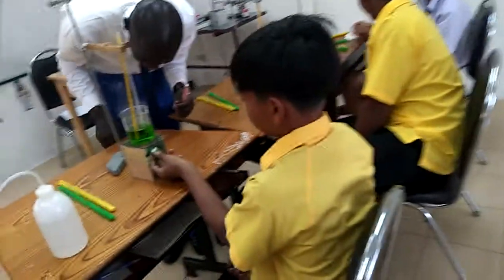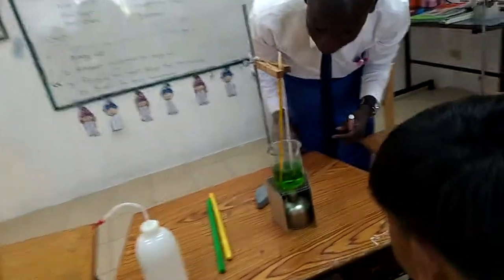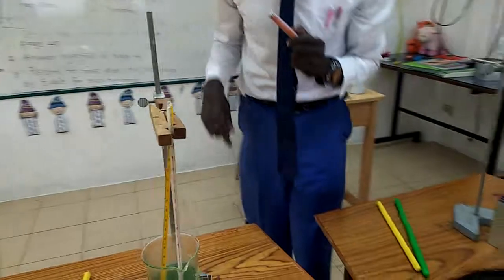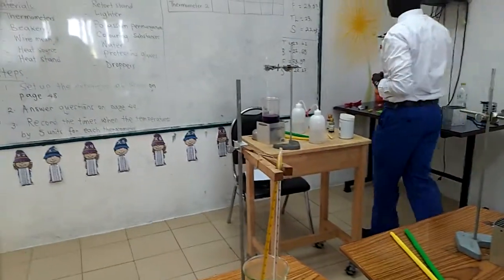So for you viewers, it's boiling already. You can stop and record the temperature. Just close. There, it's boiling. Close. Yes, just put it like that. Now this one, the yellow one, is boiling at 93. The boiling point for B is 93.